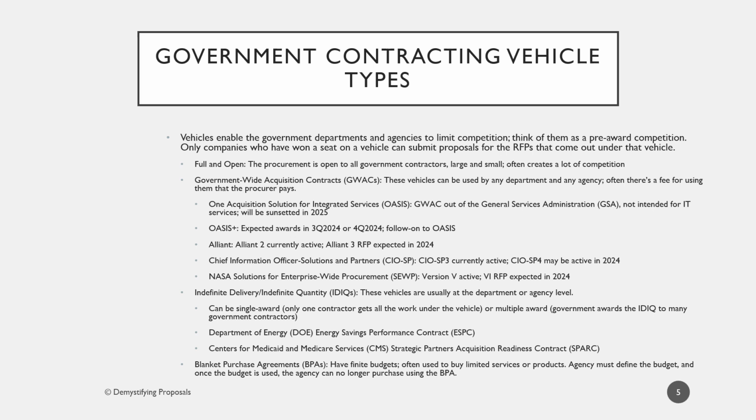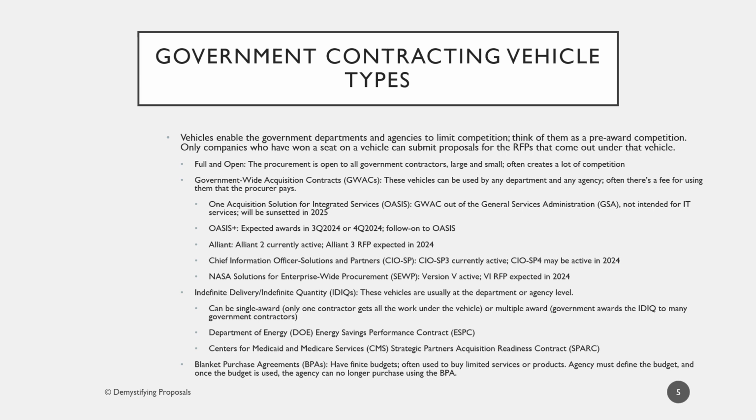Government contracting vehicle types. There are various vehicles that enable the government departments and agencies to limit competition. Think of them as a pre-award competition. Only companies who have won a seat on a vehicle can submit proposals for the RFPs that come out under that vehicle. In contrast, full and open procurements means that the procurement is open to all government contractors, large and small. This, as you can imagine, often creates a lot of competition.